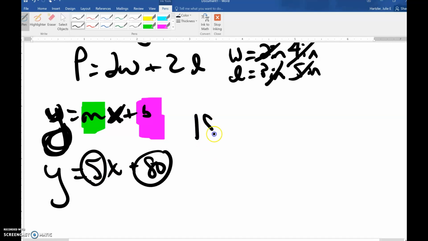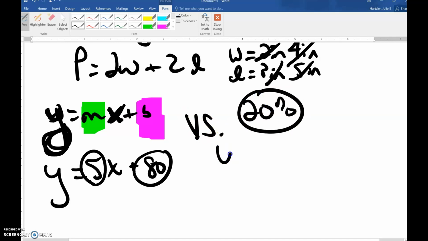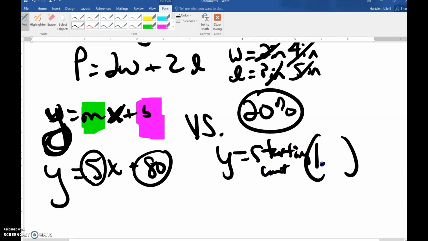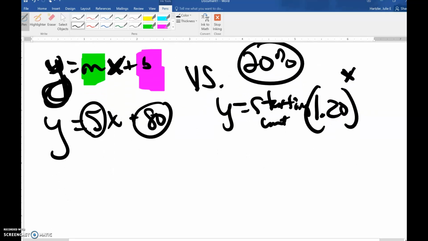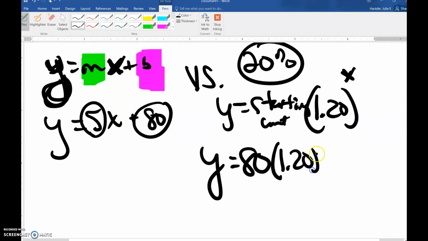Versus if you look at exponential, maybe it's going up by, say, 20%. So you might have a starting amount, but then it goes up by a multiplier. So this would be 120% if it's going up. And then it's always exponential, so you have a variable up there. An example might be that you start with $80 again, but it's growing by 20% per year. So you'd have your variable up here. If it's 5 years, you'd sub in a 5 there. If it's 10 years, you'd sub in a 10 where the exponent is. So that's kind of the difference there.